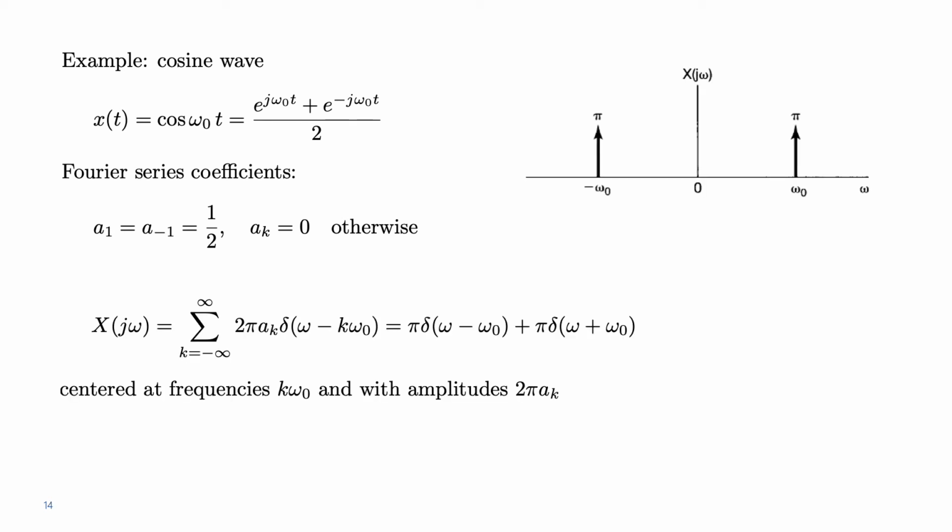So following the same procedure, we obtain the Fourier transform X of j omega as a train of impulses, again where there are only two non-zero impulses. The amplitude is pi for both of them, and they're centered at omega 0 and minus omega 0, as you see in the figure on the top right.